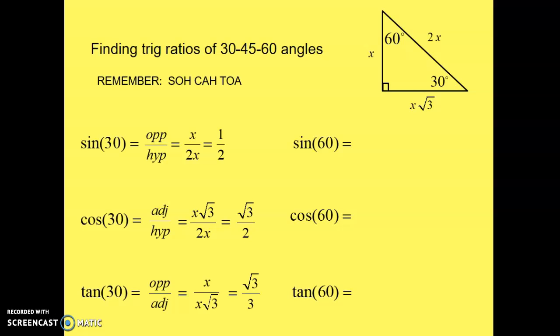All right, for the 60 degrees, we're going to do the same kind of thing. We're going to make these fractions and then figure out what the values are. All right, so at 60, sine of 60 is going to be opposite over hypotenuse.